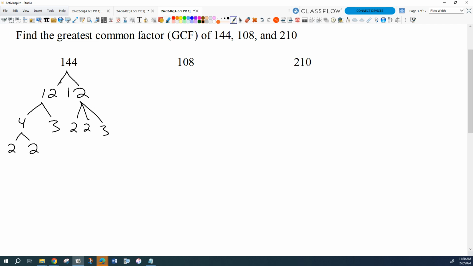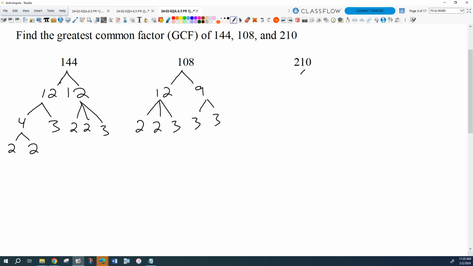Right? Okay, 108. What is it? 12 and 9. Okay. Well, the 12 I already know. I just did it. So the 12, I'll cheat again. That's just 2, 2, and 3. What about the 9? 3 and 3.